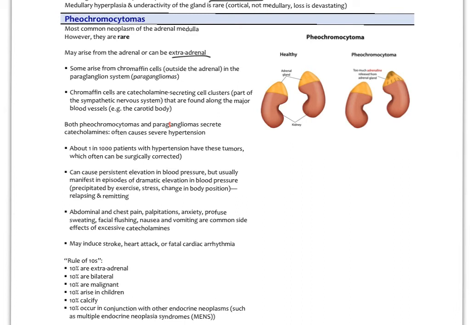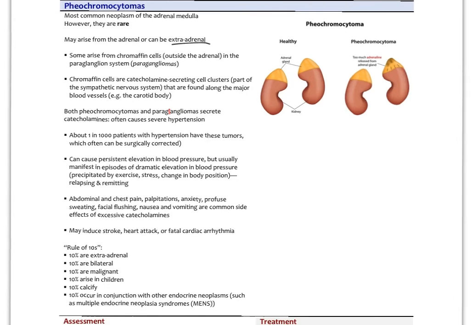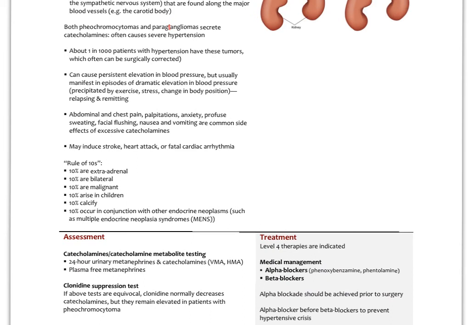And those flares can be precipitated by exercise, stress, a change in body position. They can relapse and be remitting. Other symptoms might be abdominal and chest pain, palpitations, anxiety, profuse sweating, facial flushing, nausea, vomiting, and so forth. In severe cases, they can induce stroke, heart attack, or other fatal cardiac arrhythmias.